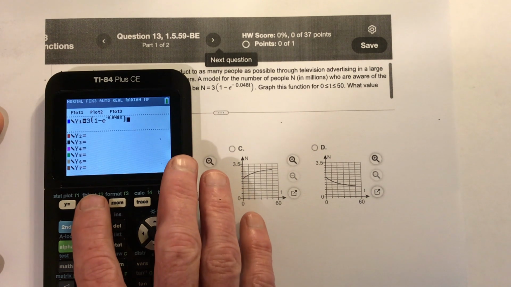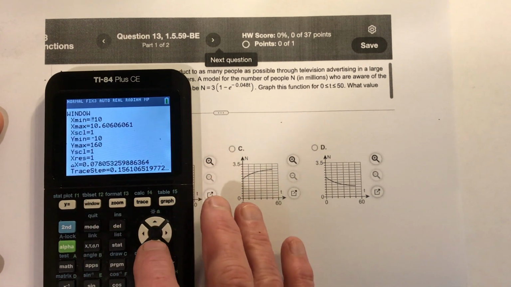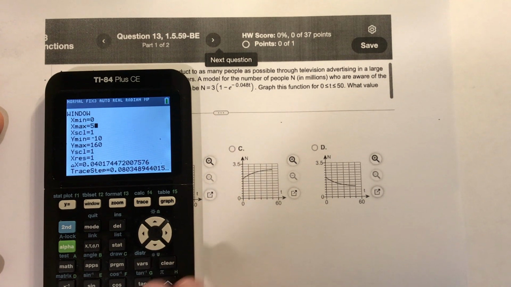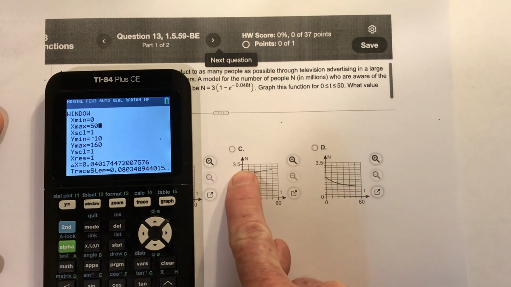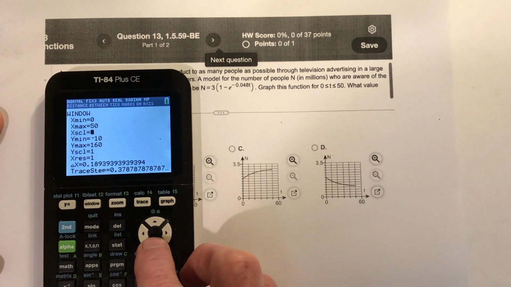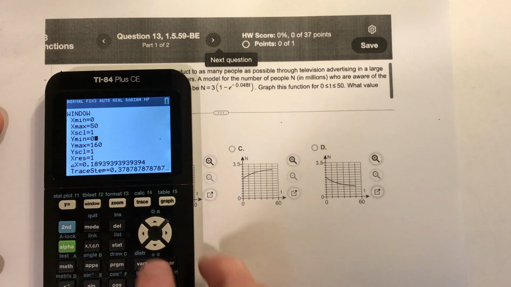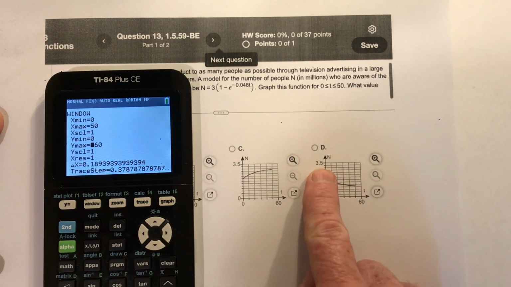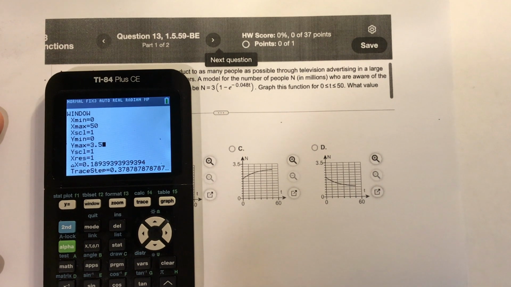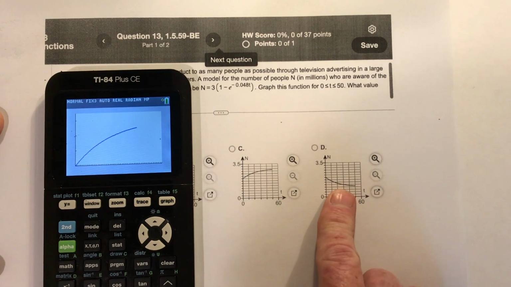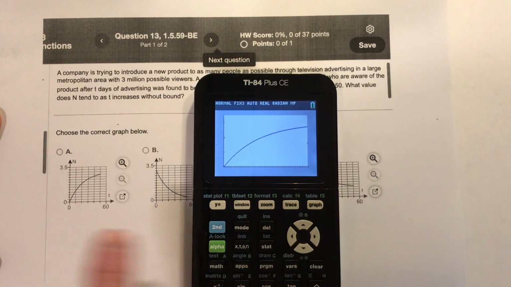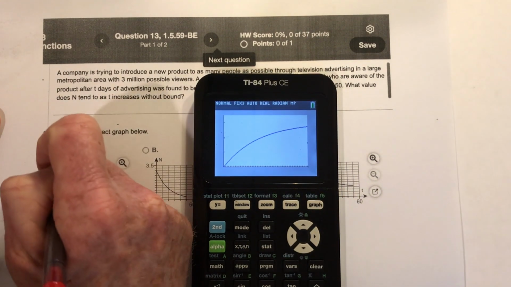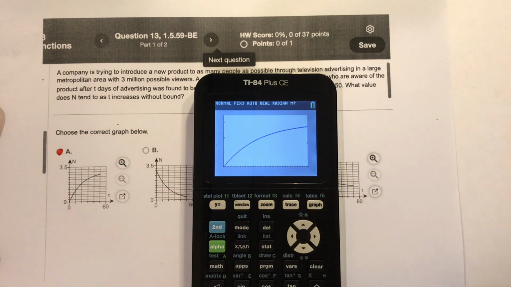So if I go to the window and I go from 0 to 50, and this, I think, is only going to get to 3. Look, that's 3.5, that's 3.5. So on the y values, I'm going to go from 0 to 3.5. And then just look at the graph, and which one does it look like? It doesn't look like that one. The shape is like that one, but this one is moved up. Oh, it's that one right there. There we go.